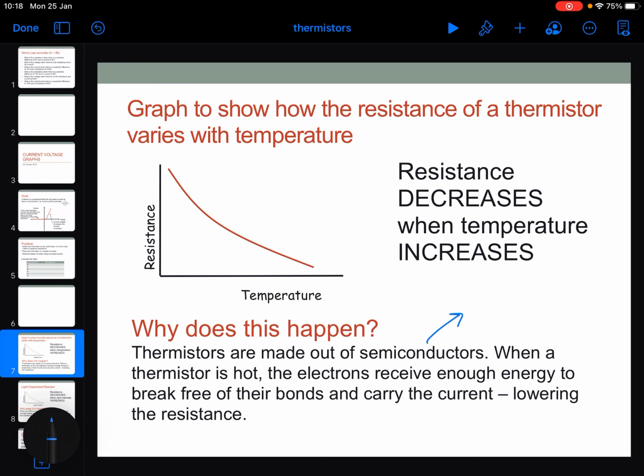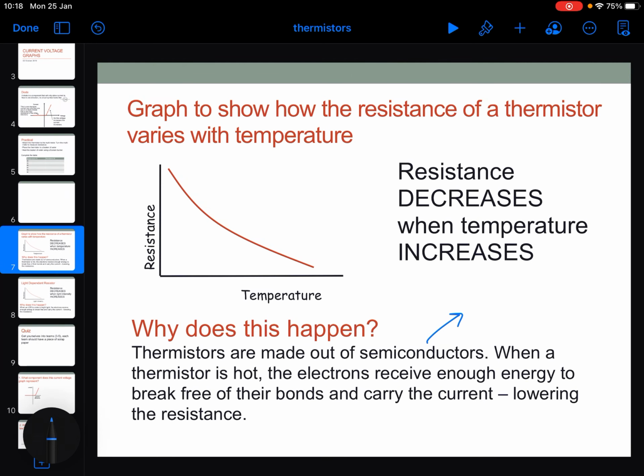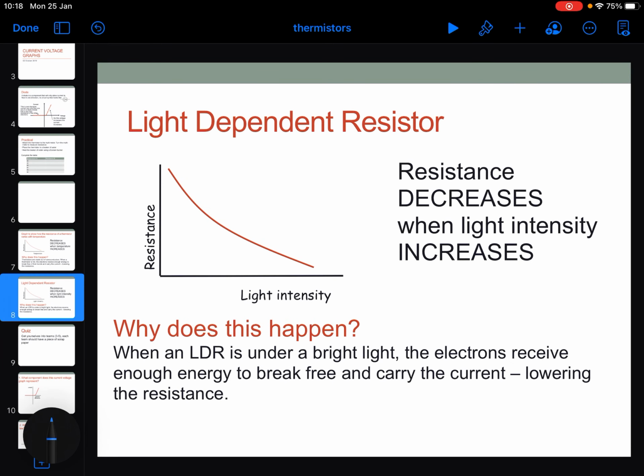Once you've written those notes, there is something that's very similar to a thermistor in the shape of its graph. However, rather than depending on temperature, it depends on light. So we're going to look now at a light-dependent resistor. And here, resistance decreases when light increases. So the brighter it is, the less resistance there is.